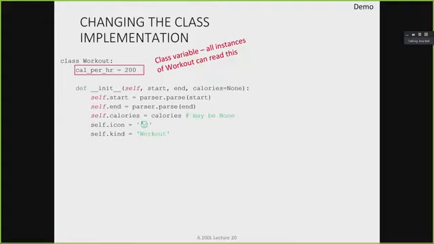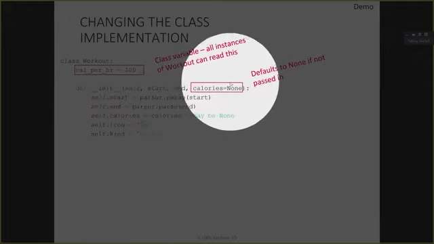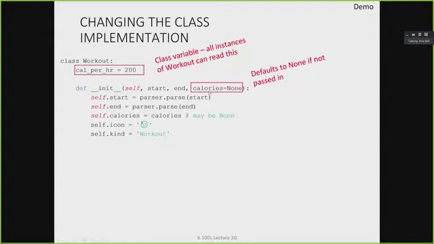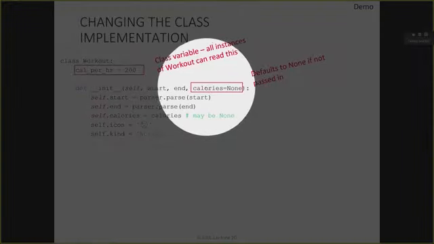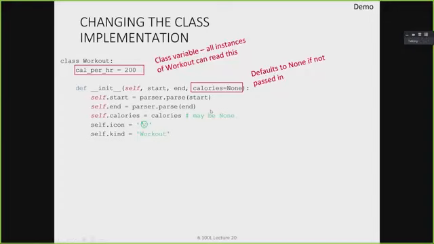We're going to take in still the same number of parameters, but the calories are going to have a default value, right? So if the user actually passes in the number of calories, the value for self.calories will be whatever the user passed in. But if the user doesn't pass in the number of calories, then self.calories will be None, None being used to represent the absence of a value. Okay? So two options here when we create the object.